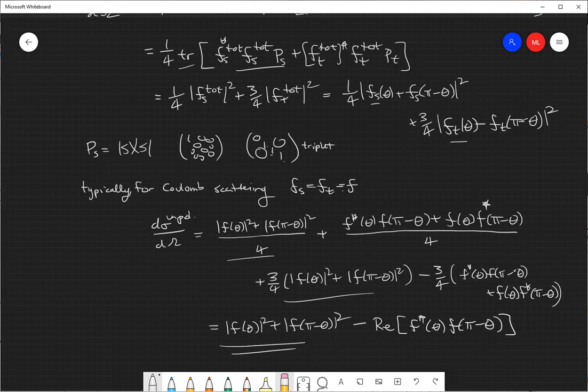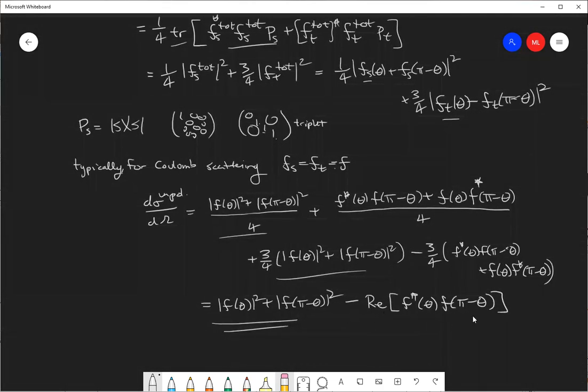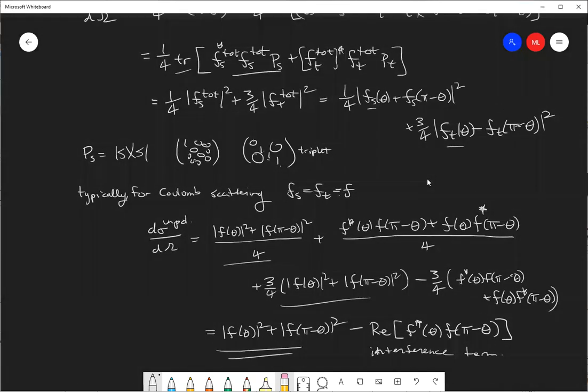And that's kind of interesting. This is the interference term that you would get due to the identical nature of the particles. And you see it'll be of opposite sign and also half of what you would get for like spinless bosons, say.